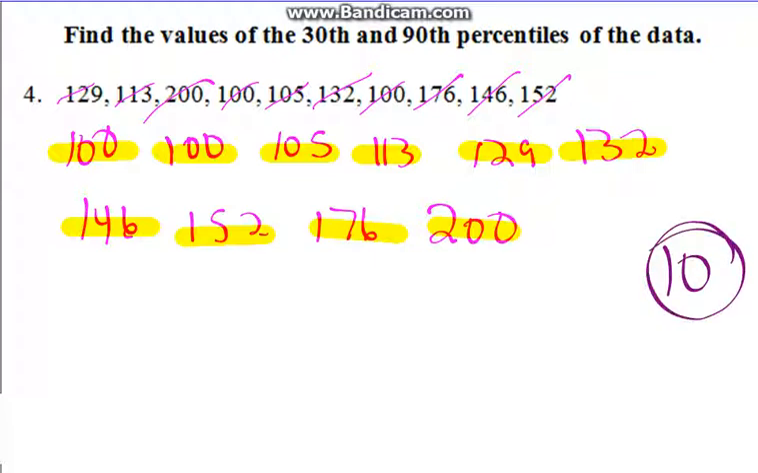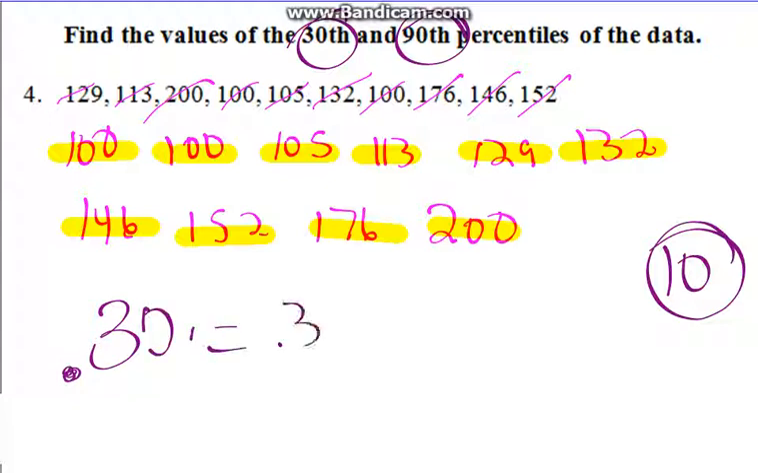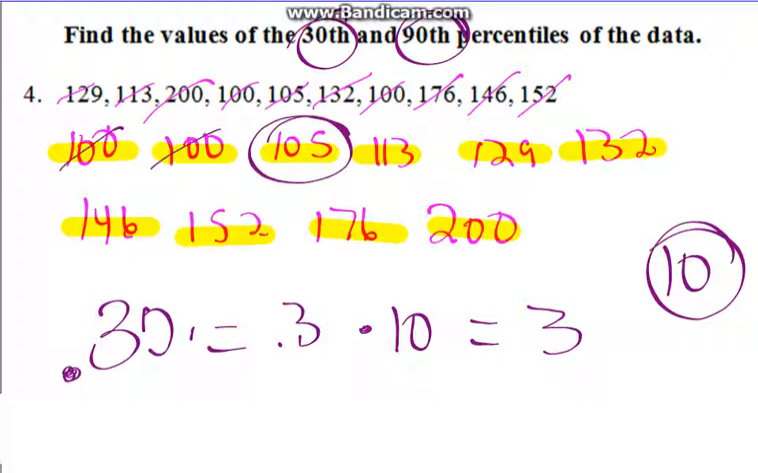Now, they want to know what's the 30th percentile and the 90th percentile. Well, for the 30th percentile, we're going to convert that to 0.3, like 30%. 0.30 is just 0.3. And to get to the 30th percentile of our data, we're going to multiply that times the number of items. So where do we sit? Where is the 30th percentile in our list of 10 items? So that's going to be equal to 3. That means it's the third item. So 1, 2, 3. So my 30th percentile is 105.